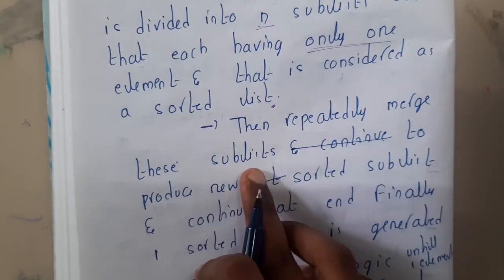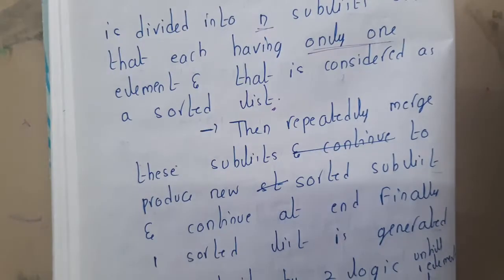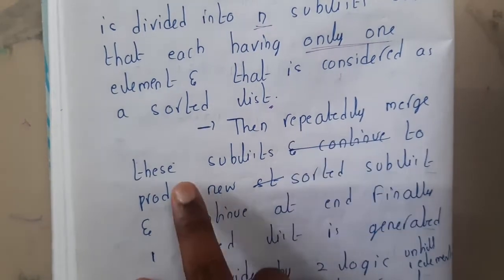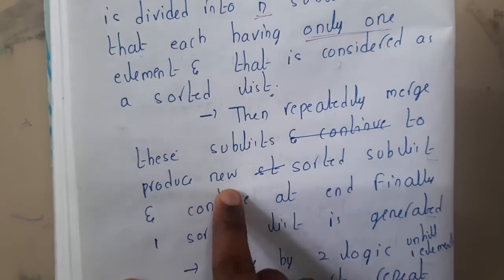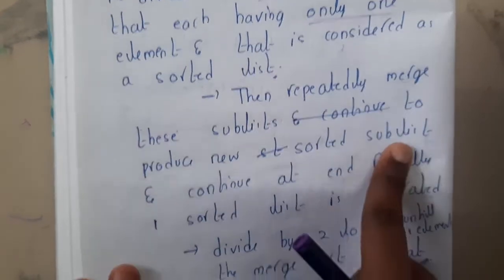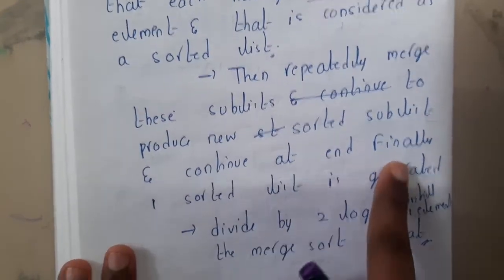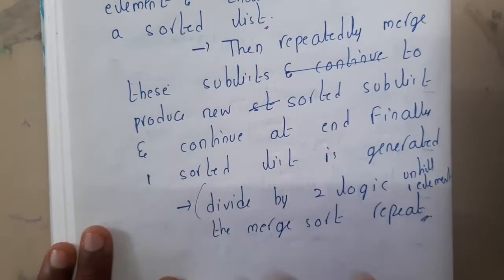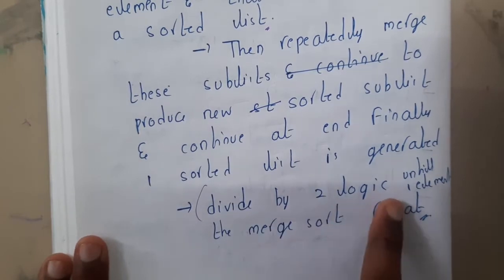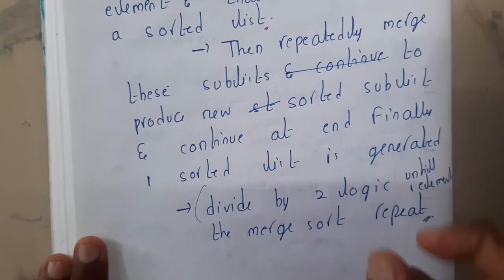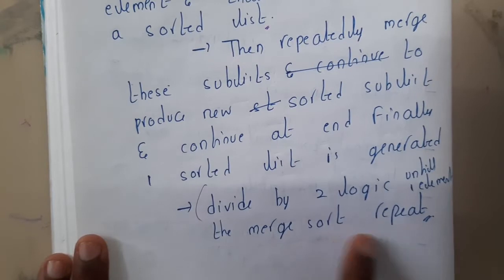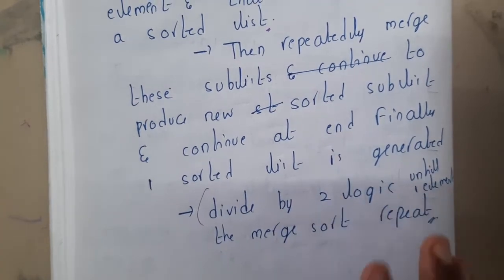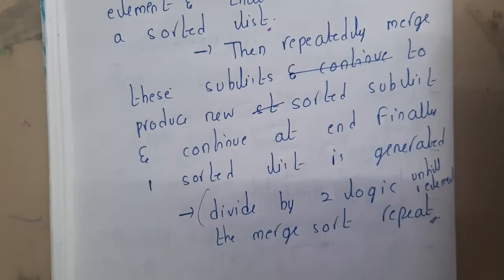Then repeatedly merge these lists. What we did after that is we started merging them, right? We merged these two, we merged these two in that way. So repeatedly merge these sublists to produce a new sorted sublist, and continue until at the end one sorted list is generated. A simple logic is divide by 2 until one element is left in each sublist, then merge and sort repeatedly. So that is the concept of merge sort, guys.